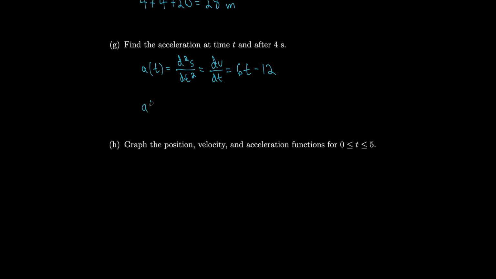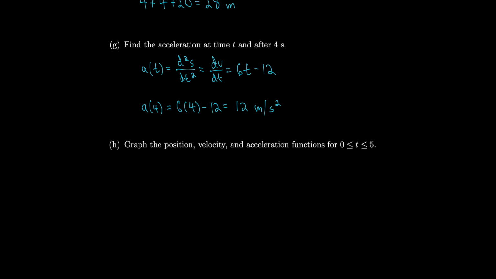If we want acceleration after 4 seconds, we look at a of 4. So it's 6 times 4 minus 12, which is 12 meters per second, so it's per second squared. Each time we take the derivative, we go per another unit.